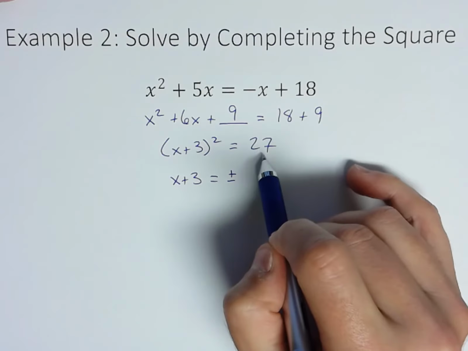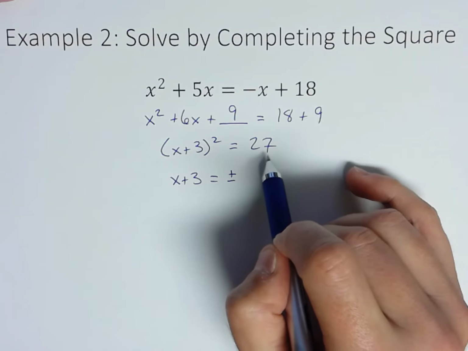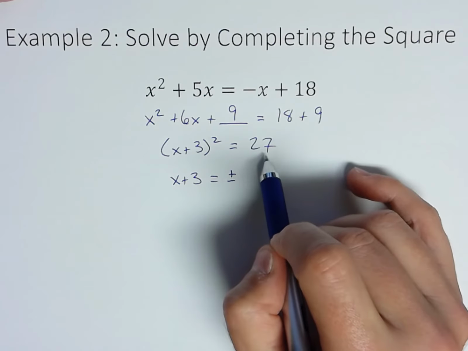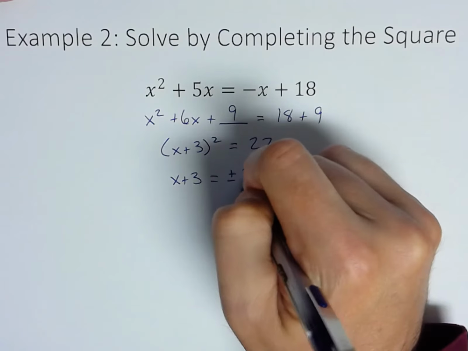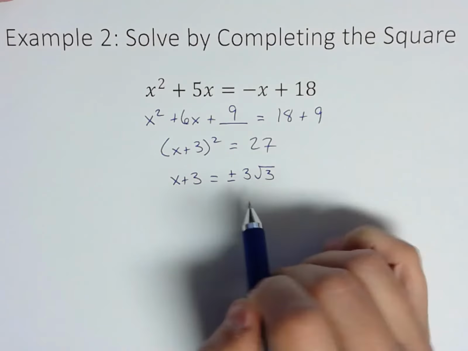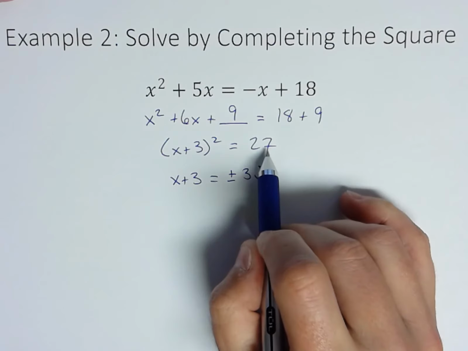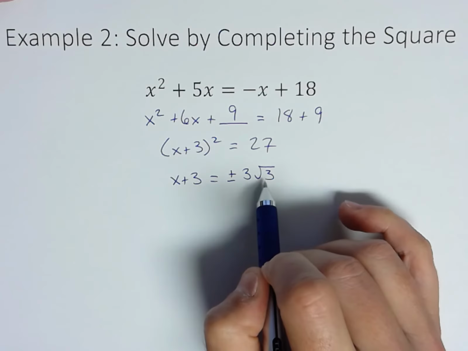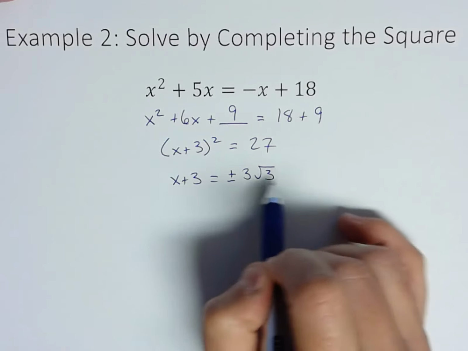Well, what's the square root of 27? It doesn't have a nice perfect square. So let's simplify it, and that would be 3 root 3. Hopefully you know where that came from. 9 times 3 is 27. Square root of 9 is 3, so I pulled it out. So that would be the exact.